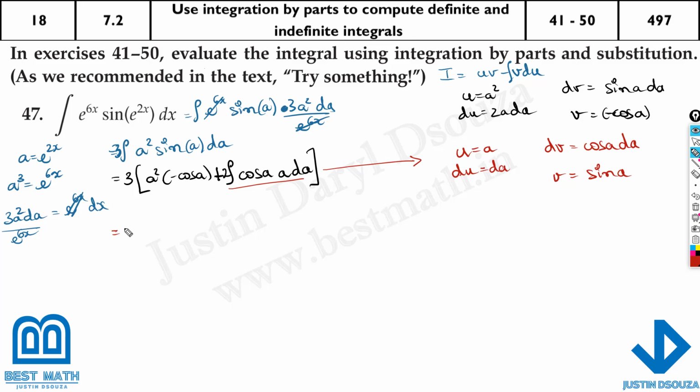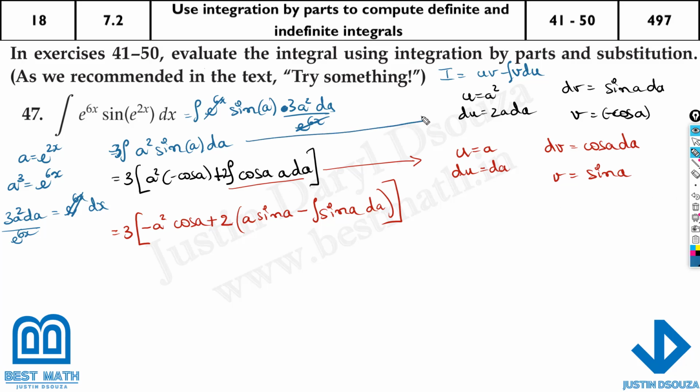Now let's substitute. 3 is outside. And there is minus a squared cosine a. Then we have plus 2. Now this integral, I'm going to use small brackets now. This integral is solved by uv, that is a sine a, minus integral v du. What is v again? It's sine a. What is du? Just dA. Now we can easily solve it up. Why? Because now no more branches. See, this one we put it over here, this one over here. Now we will solve it.